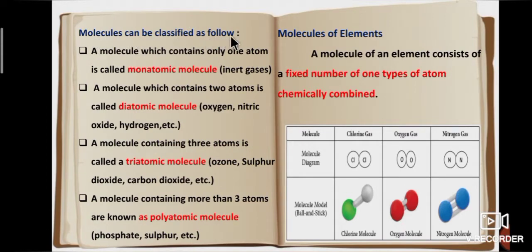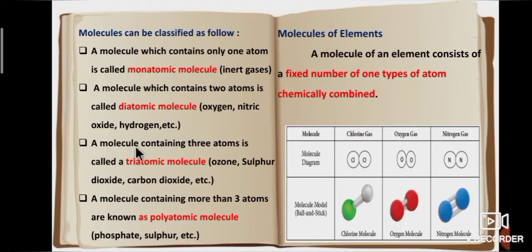Molecules can be classified as follows. A molecule which contains only one atom is called monoatomic molecule. That is inert gases. Example, argon, neon, krypton. Second point, a molecule which contains two atoms is called diatomic molecule. Example, oxygen, nitric oxide, hydrogen, etc.